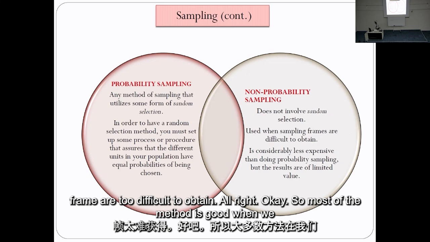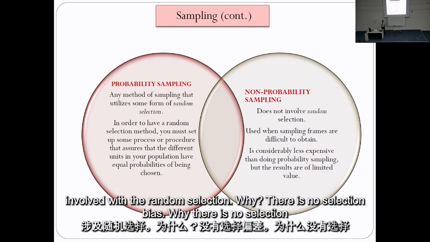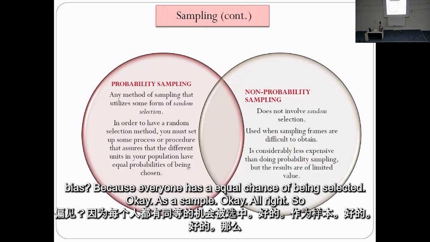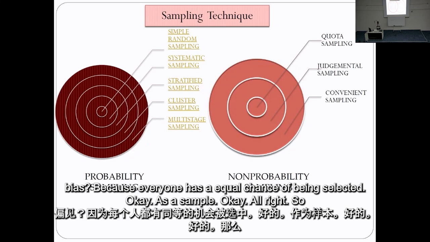Most of the methods are good when we involve random selection. Why? There is no selection bias. Why is there no selection bias? Because everyone has an equal chance of being selected as a sample.